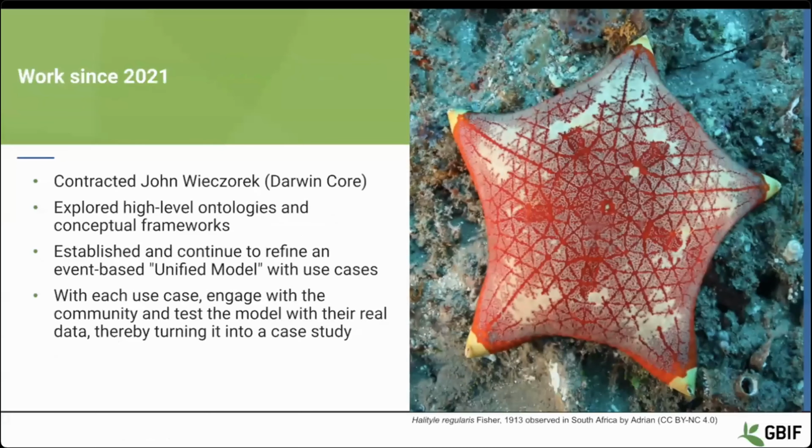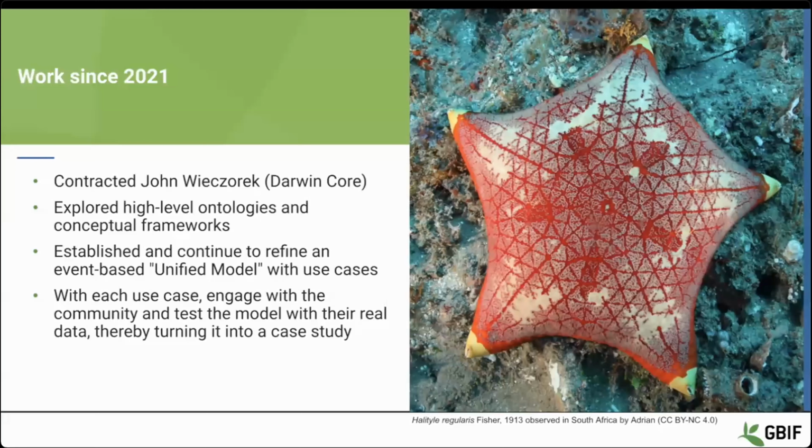In response to the strategic plan, work began in July of 2021 with a contract to the convener of the Darwin Core Maintenance Group. The goal has been to investigate ways to expand the diversity of scientific questions that can be applied to GBIF-mediated data, and therefore, conversely, the diversity of scientific data that can be mediated by GBIF.